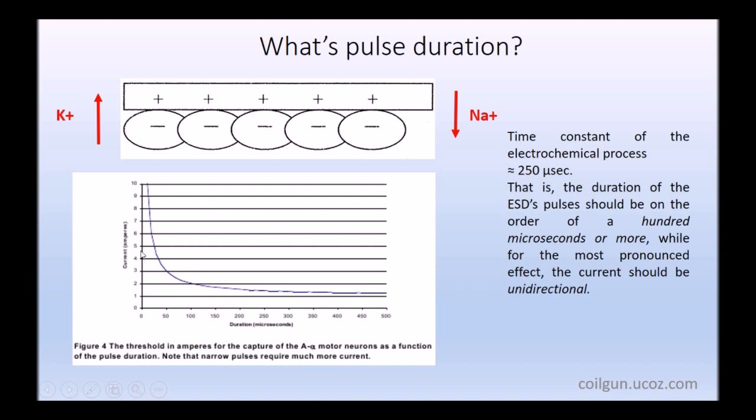This is the threshold of activation of motor neurons as a function of the pulse duration. You can see that the narrow pulses require much more current. That is, the duration of the pulses should be on the order of 100 microseconds or more, while for the most pronounced effect, the current should be unidirectional for this electrochemical process to be finished.